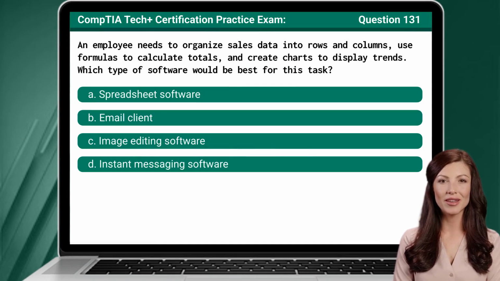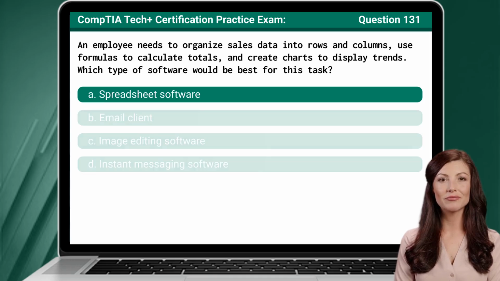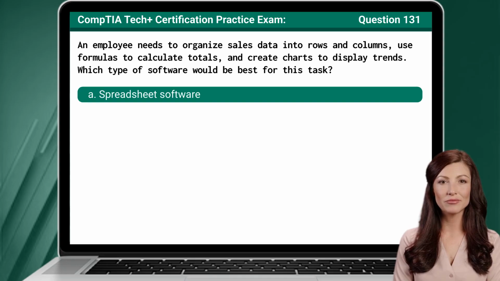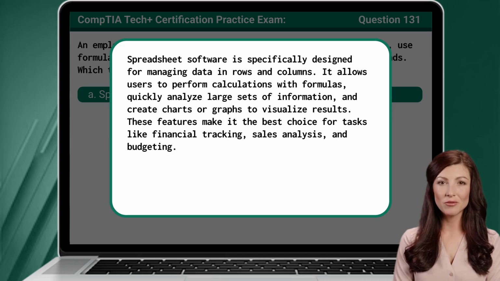An employee needs to organize sales data into rows and columns, use formulas to calculate totals, and create charts to display trends. Which type of software would be best for this task? The answer is A. Spreadsheet software. Spreadsheet software is specifically designed for managing data in rows and columns. It allows users to perform calculations with formulas, quickly analyze large sets of information, and create charts or graphs to visualize results. These features make it the best choice for tasks like financial tracking, sales analysis, and budgeting.